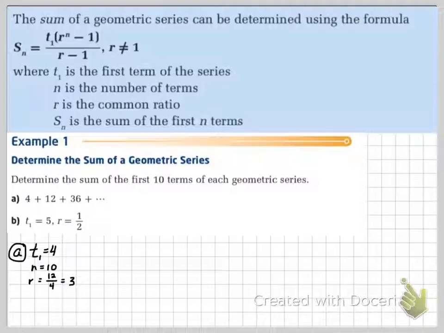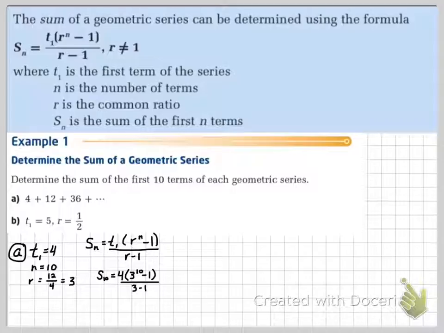So now we're going to take this information and plug it into the formula from above. And we're going to say Sn is equal to T1 times R to the power of n minus 1 over R minus 1. When we substitute, S of 10 is what we're trying to find. Term 1 is 4, R is 3, to the power of 10 minus 1 over 3 minus 1.